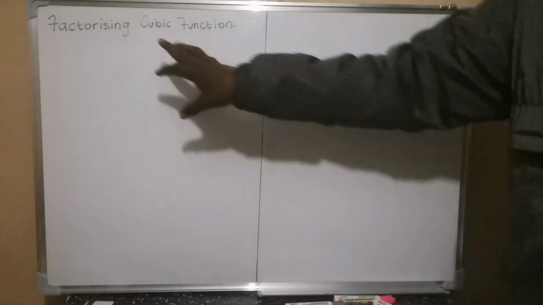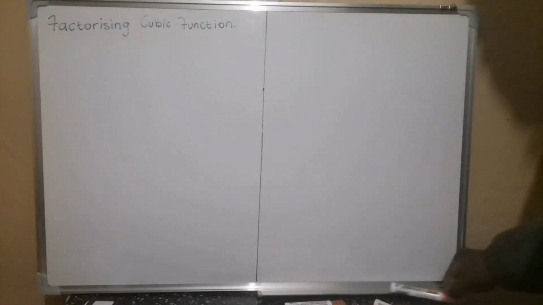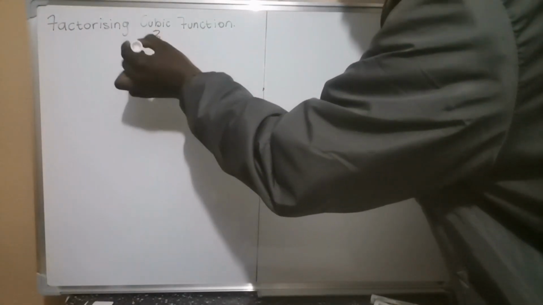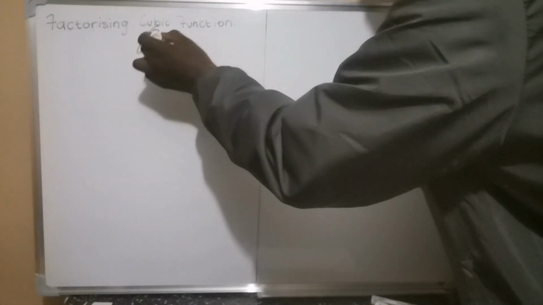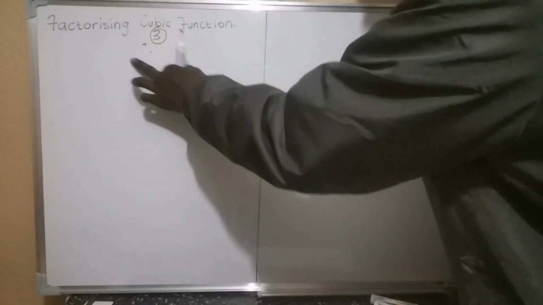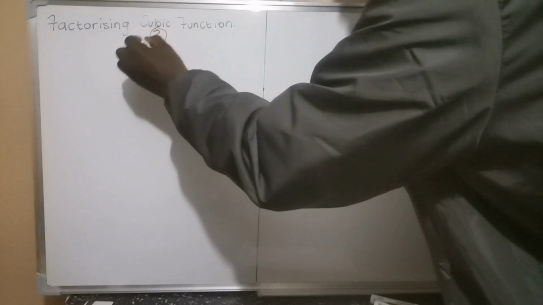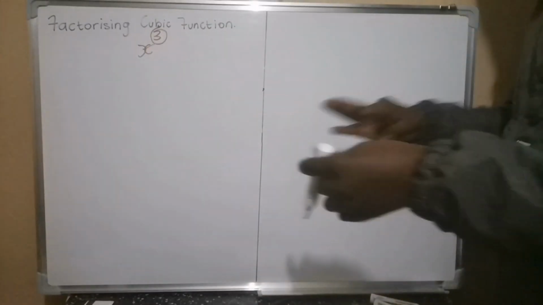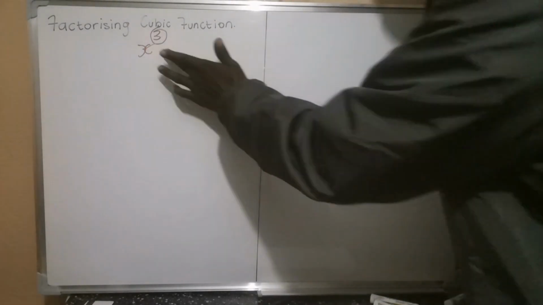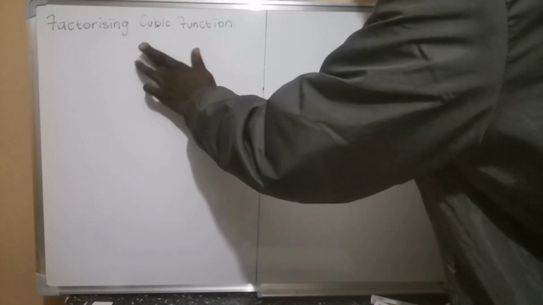Now, when we talk about a cube, you know what a cube is: an equation with its highest degree as 3. Maybe you can have a to power 3. We can have a to power 3 or an equation with x to power 3, as long as the highest degree there is 3. The highest exponent is 3. That's a cubic function. I hope you can literally hear me.